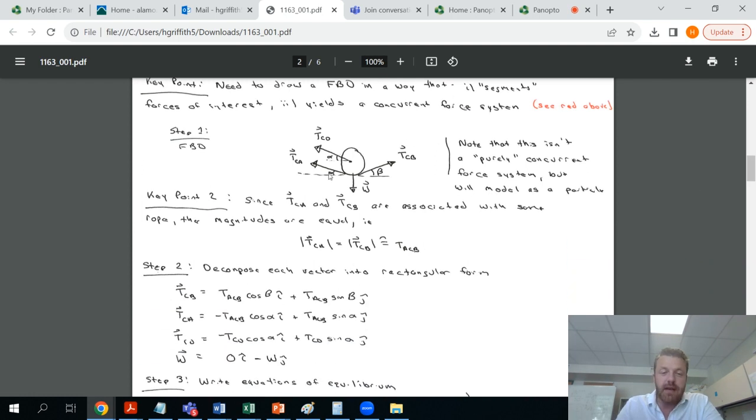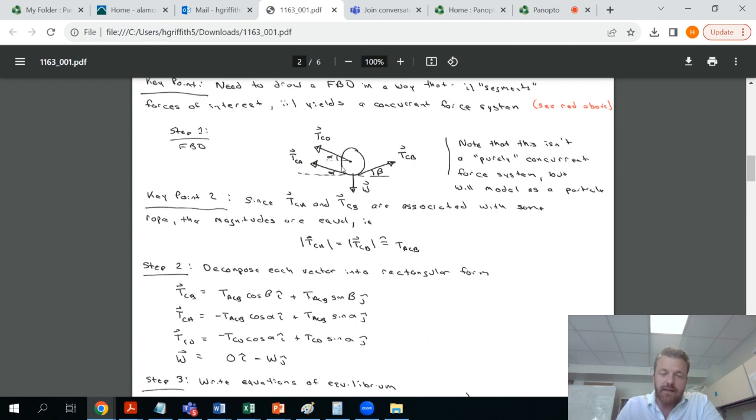So once you have this free body diagram with the four forces acting upon it, the next thing you need to do is decompose each force into rectangular components. These are pretty easy to do. TCB is going to the right at an angle of beta. The X component will just be TCB cos beta. The Y component will be TCB sine beta.